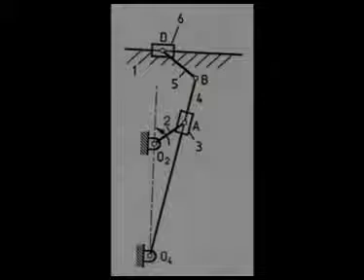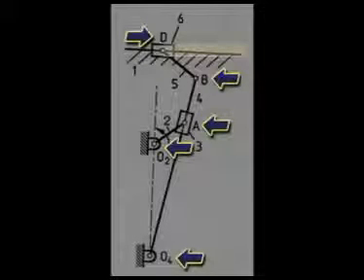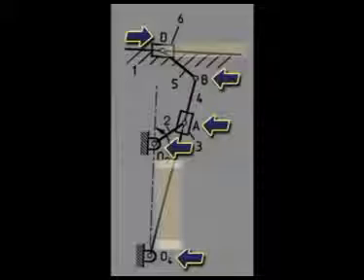So, we have a 6-link mechanism with a revolute pair at O2, revolute pair at O4, revolute pair at A, revolute pair at B, revolute pair at D, and there are 2 prismatic pairs, one between 1 and 6 in this horizontal direction, and there is a prismatic pair between link 3 and 4 along the slotted lever.